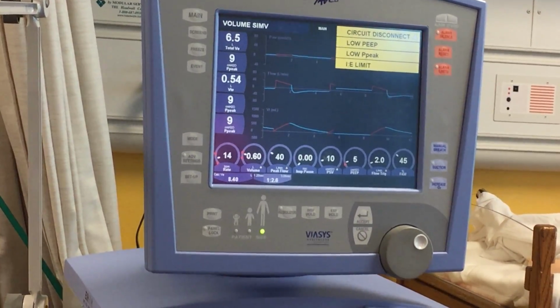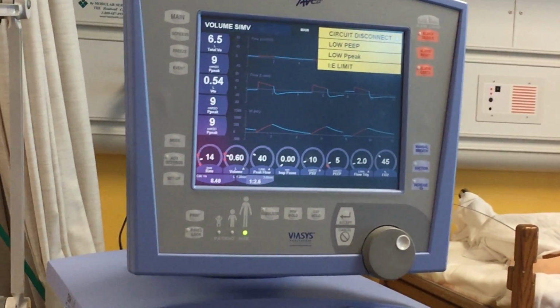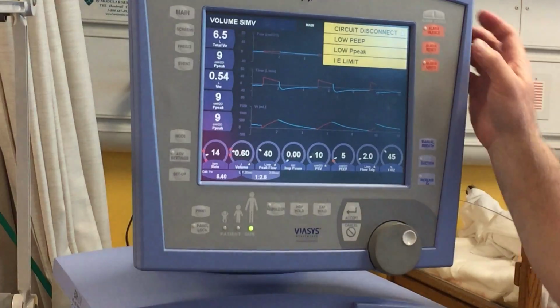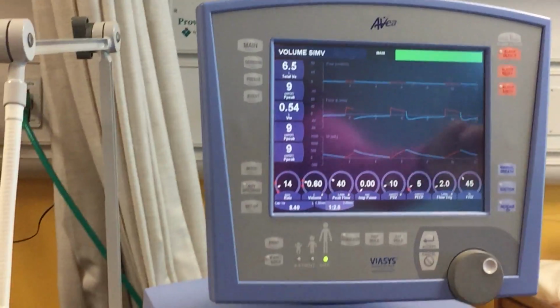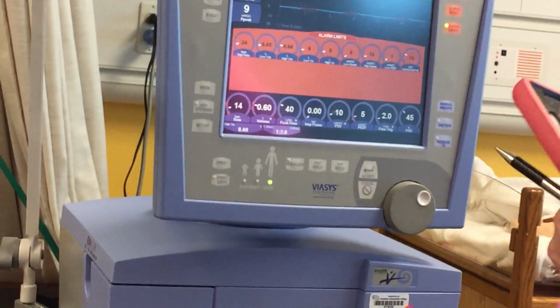Okay, everything's changed from red to yellow. So let's go ahead and hit reset, and we're back to a green screen. Okay. Pretty cool? It makes sense now.